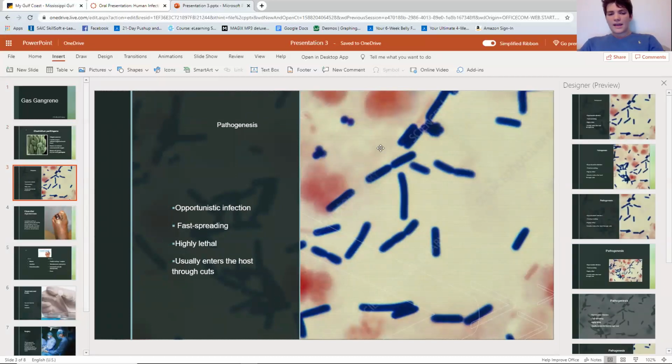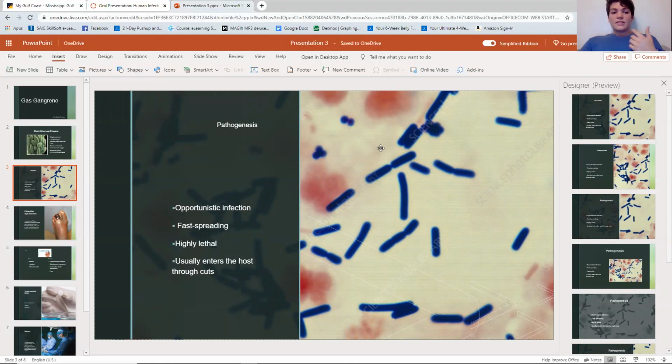Now, let's look at the pathogenesis of this. C. perfringens is an opportunistic infection. It's fast spreading. In the matter of hours, it can multiply exponentially. It's highly lethal if left untreated. Usually, it enters the host through cuts or abrasions.